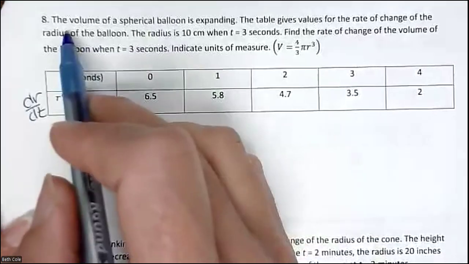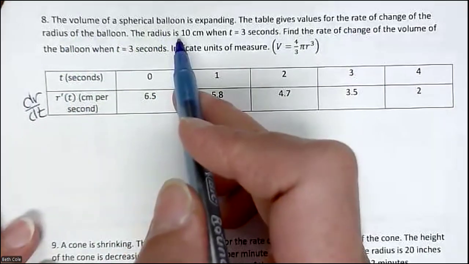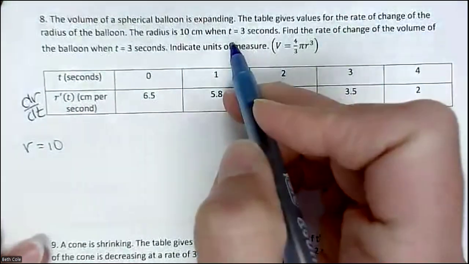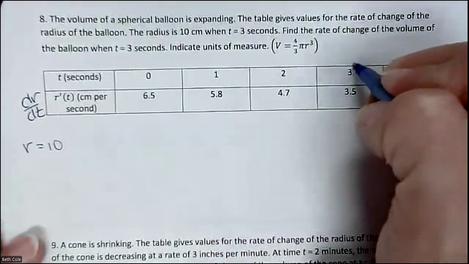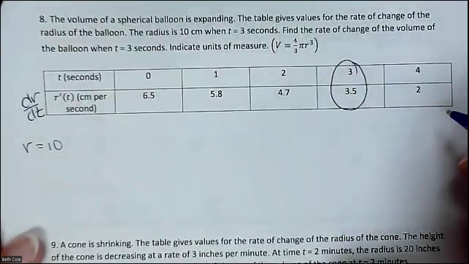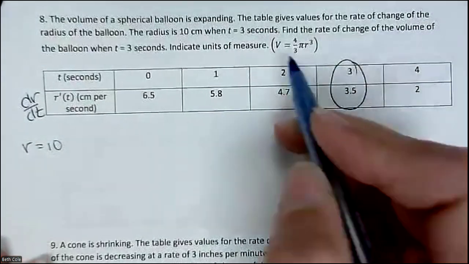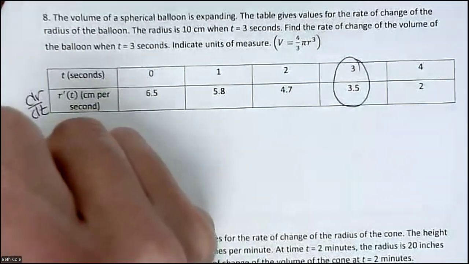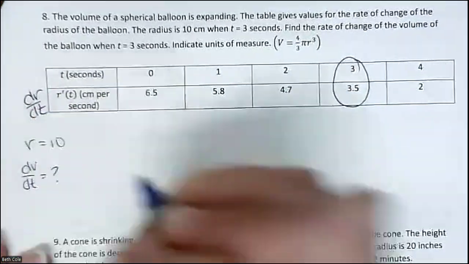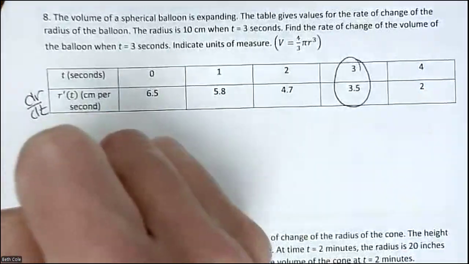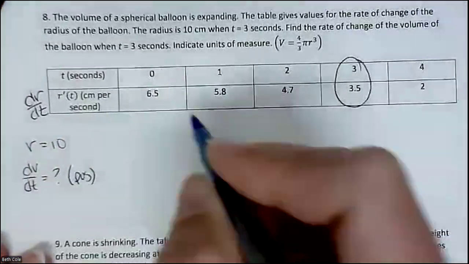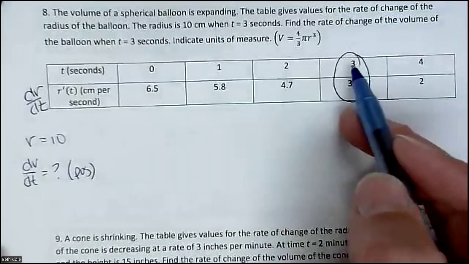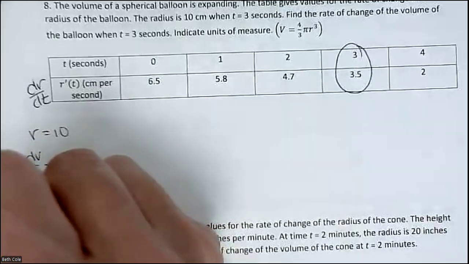All right, let's make our list of information. It says the radius is 10 centimeters. So that's the moment that we're talking about, at time 3. That means that's what we're looking at. Time 3, this one right here. Find, this is our question mark, rate of change of the volume. So dv dt is our question mark. It should be positive because it says the balloon is expanding. At time 3 seconds, what is our dr dt?